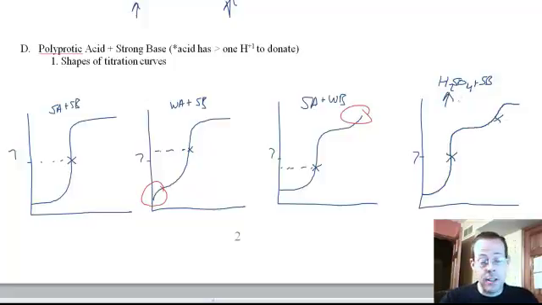And a triprotic acid, something like phosphoric acid, would have 3 separate plateaus. Okay? So anyways, that is it for the notes. Like I said, I think it's the most difficult thing we do all year is that equivalence point pH calculation for titrations.